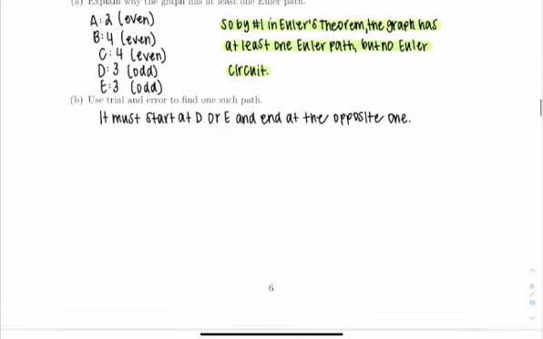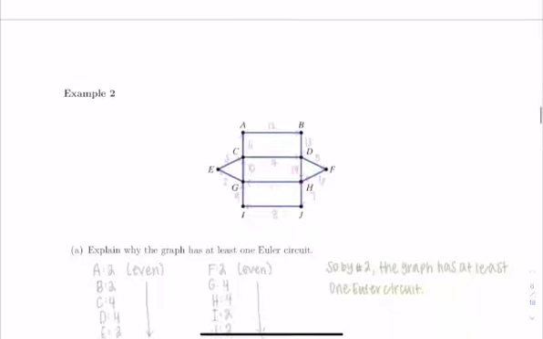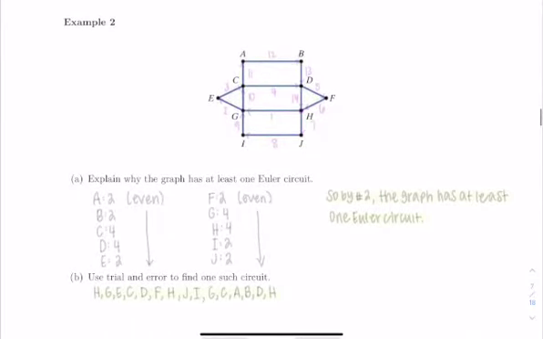Let's go ahead and try another one. A little bit more complicated of a graph. We want to explain why the graph has at least one Euler circuit. So same thing as last time, I want to write all of the degrees of the vertices.